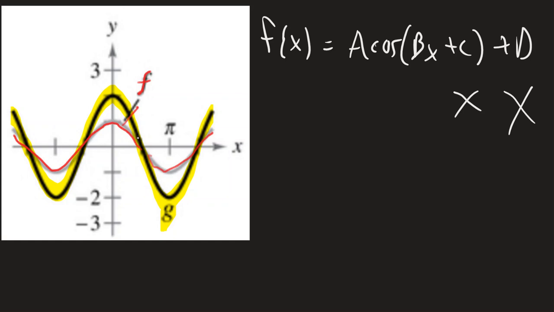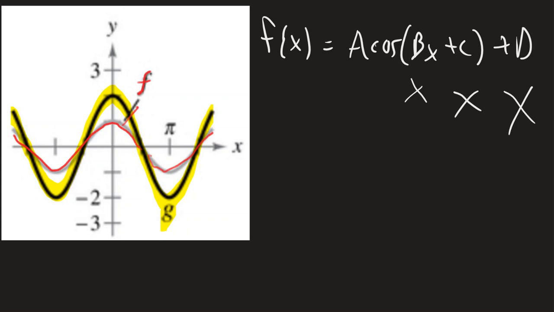Starting from here, it looks like you have to travel about 2 pi to see a full cycle of this. And starting here, it looks like it takes about 2 pi to see a full cycle. So a different value of b would change the period. So all that really leaves then is amplitude, and that's what we've got going on here.